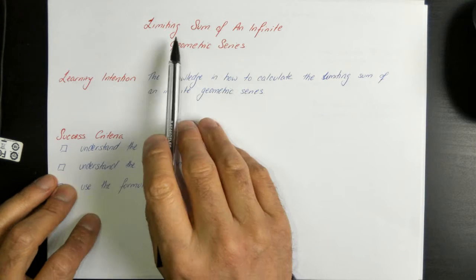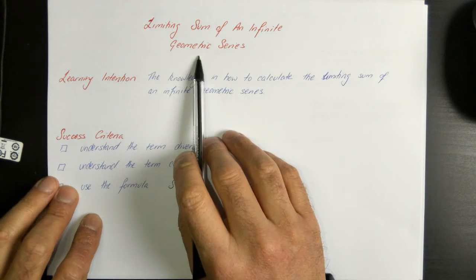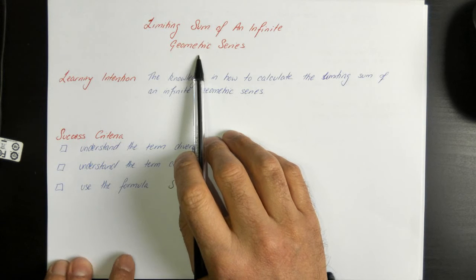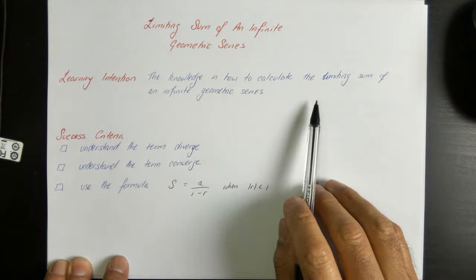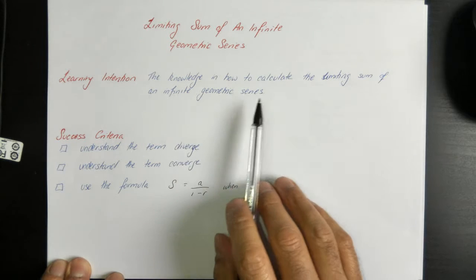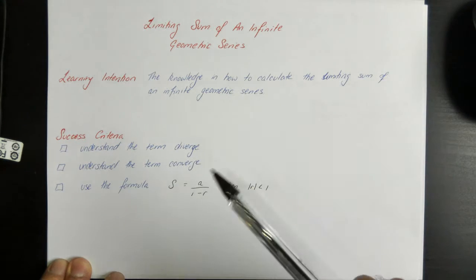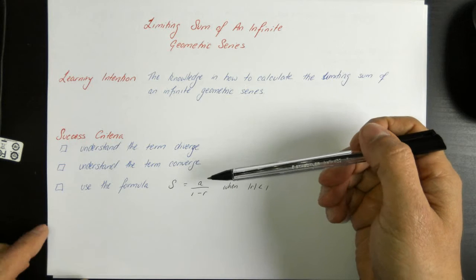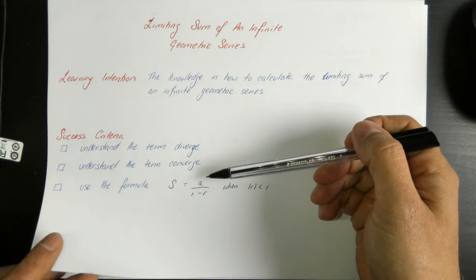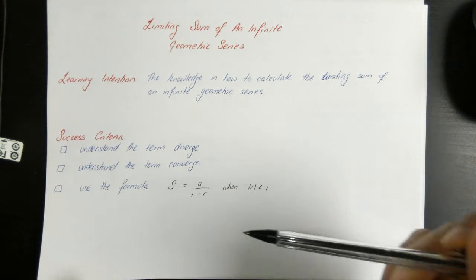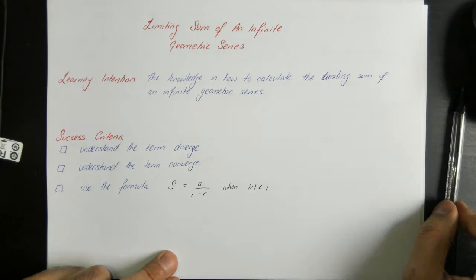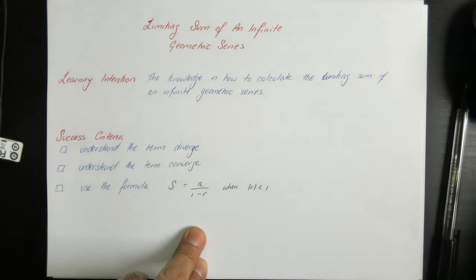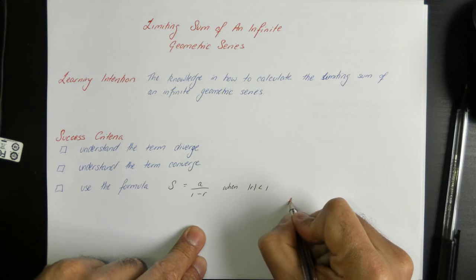Okay, so we're looking at the limiting sum of an infinite geometric series. That is our learning intention: to gain the knowledge on how to calculate the limiting sum of an infinite geometric series. We'll be successful if we understand what the term diverge means, if we understand what converge means, and if we're able to use this formula, S equals A over 1 minus R when the absolute value of R is less than 1, and this is on our formula sheet.